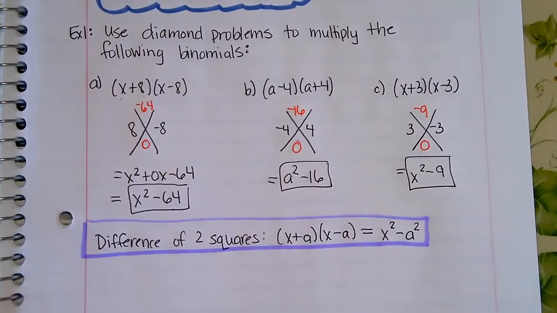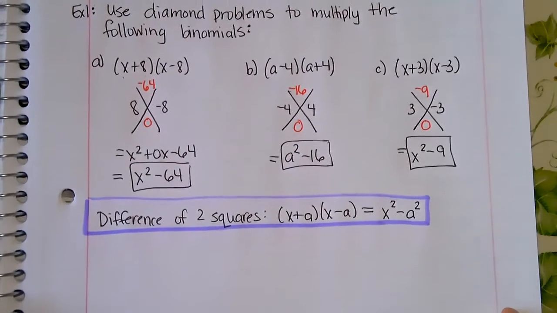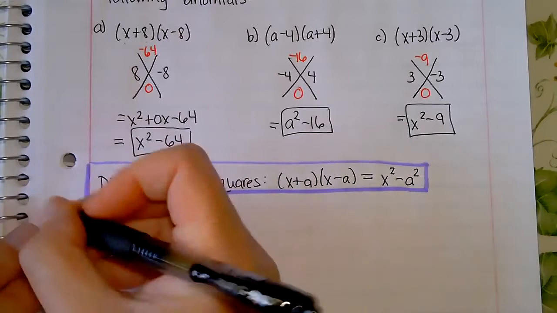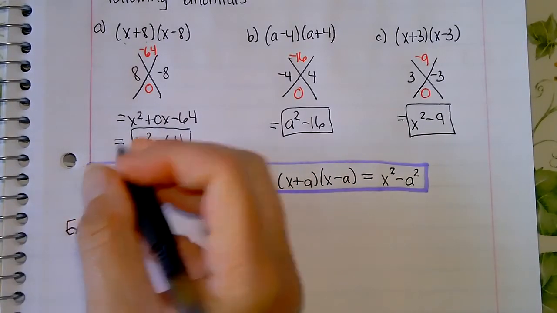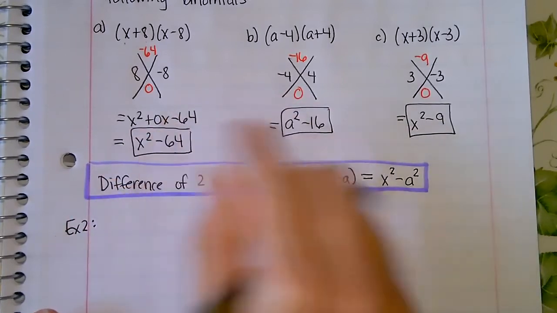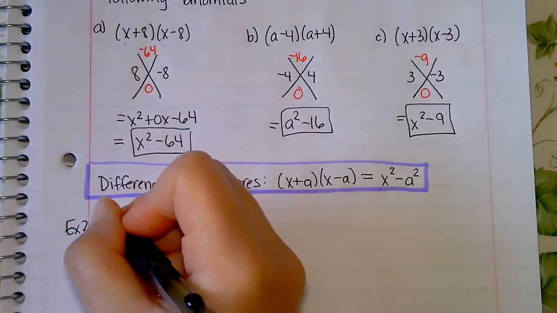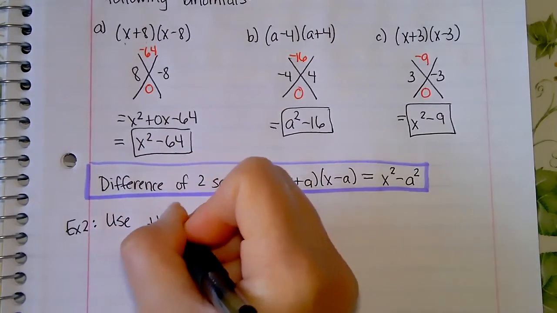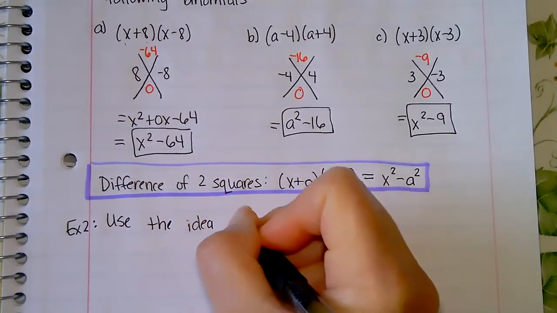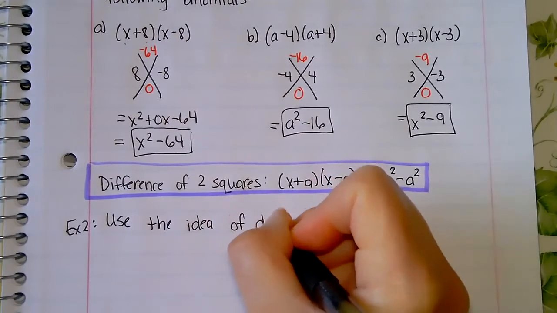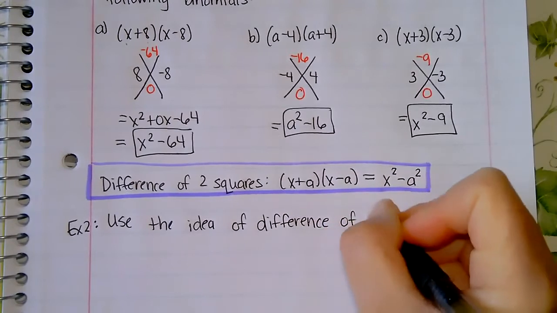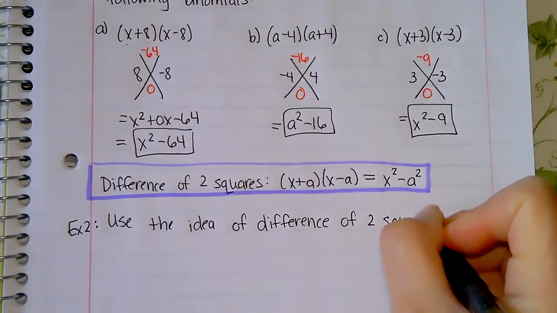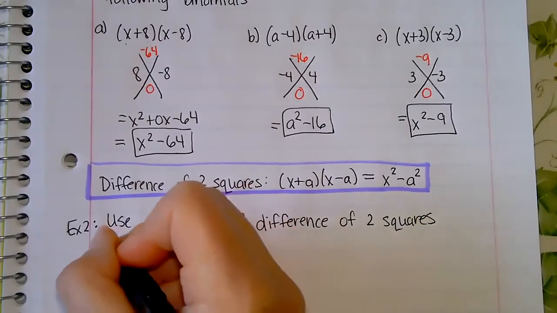Now you'll notice all of these were just an x. Well, let's take a look and see what happens if we have a number in front. Actually, before we do that, let's try these without doing the diamonds, okay? So now we're going to use the idea of difference of two squares to multiply the following.